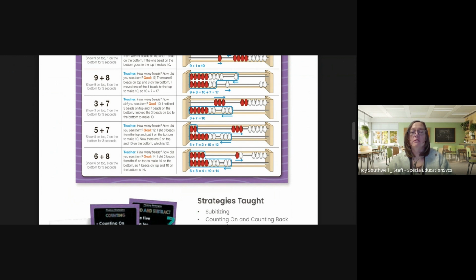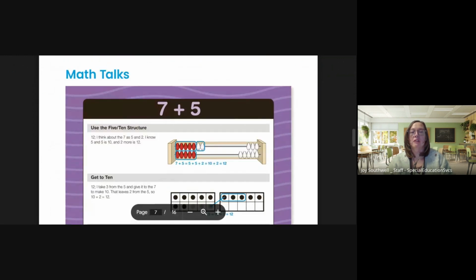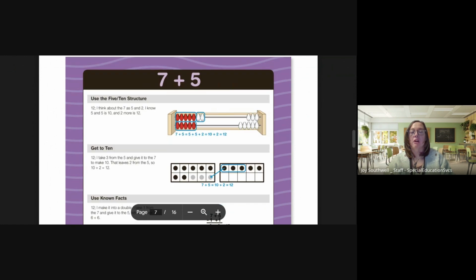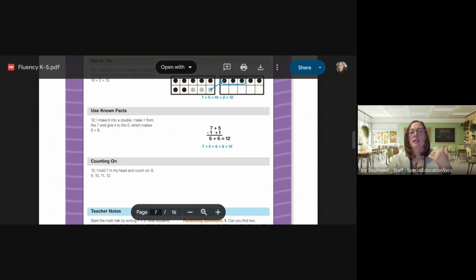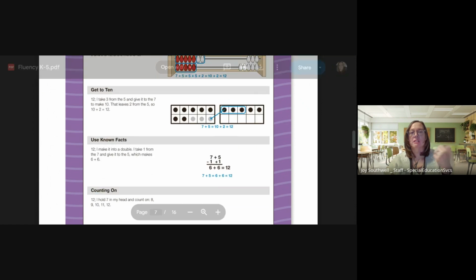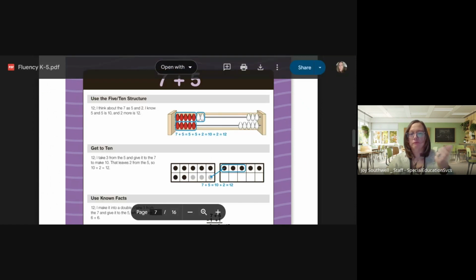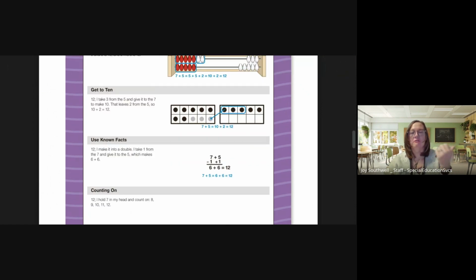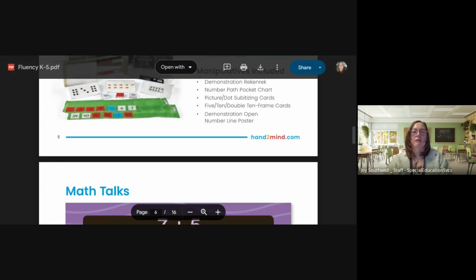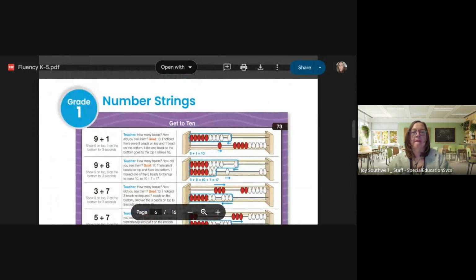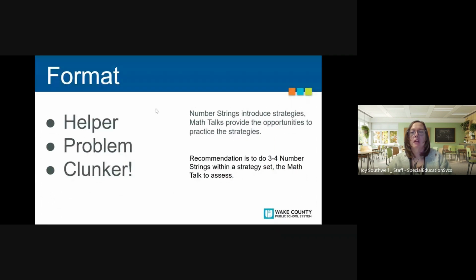When you go to assess with a math talk, there are no visuals. The students are kind of visualizing it themselves, and these are some of the strategies that would come up. So there's get to 10, using known facts, counting on, those kinds of things. So we use the number strings to teach and the number talks to assess. Now, they said do 3 to 4 number talks.